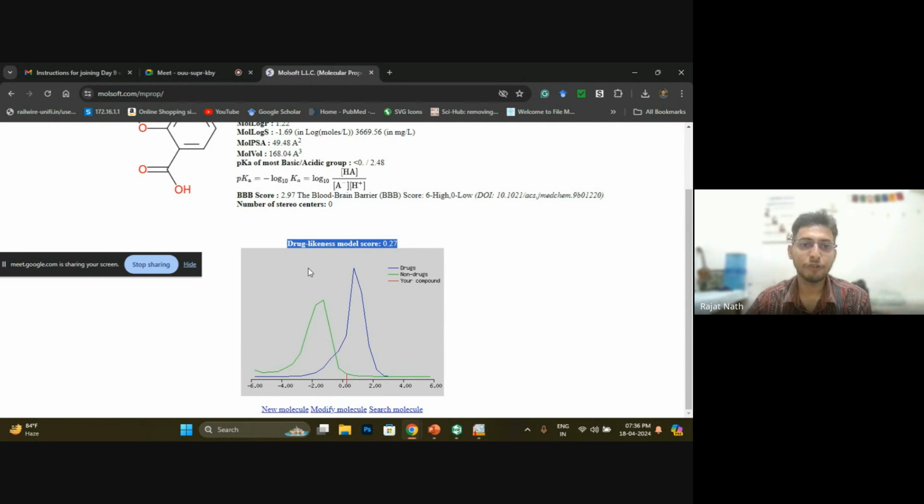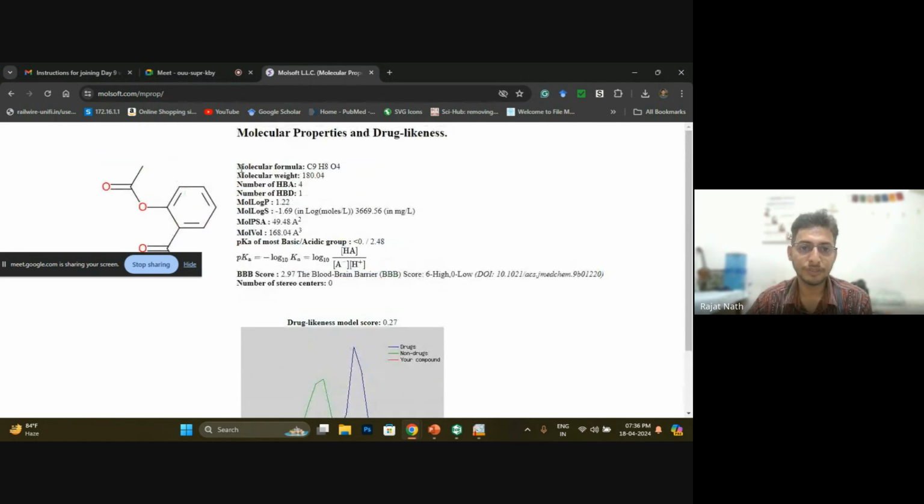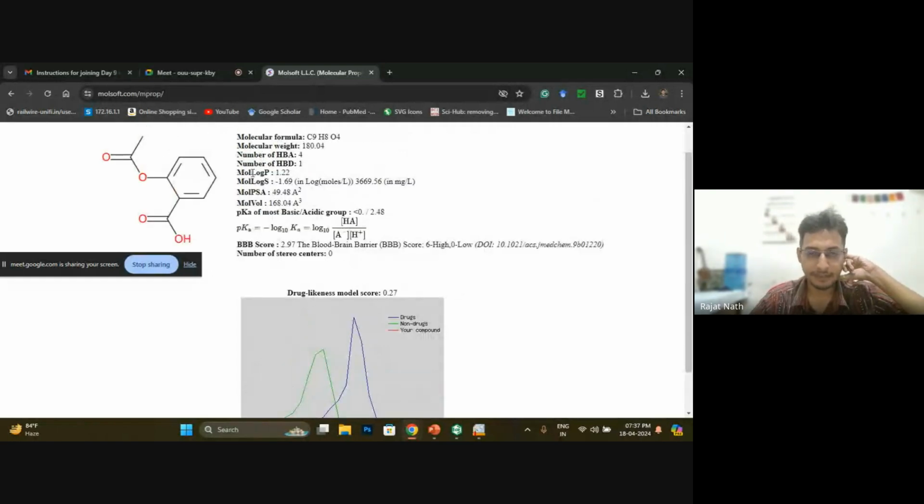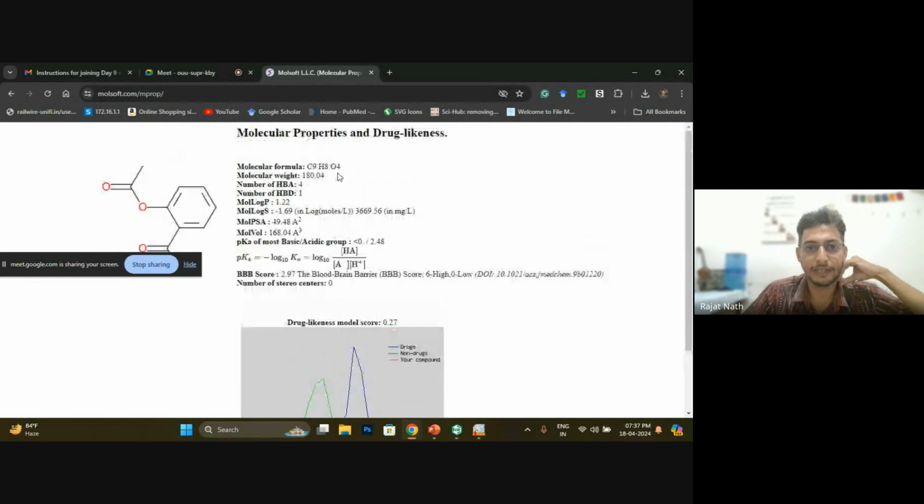Okay, so you can just copy those properties and take a screenshot of this graph and you can add this analysis to the manuscript or your PhD thesis or anywhere you can submit. Just take a screenshot of this graph, take all the necessary properties and you can write accordingly. So this was the drug likeness.